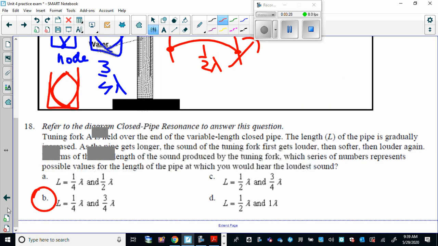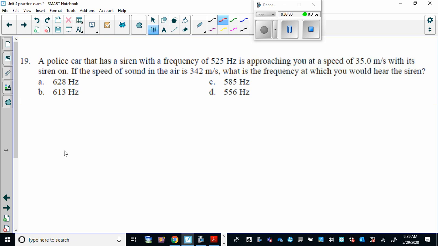All right. Number 18, Doppler effect question. Oh, this is 19. Doppler effect question. A police car with a siren that has a frequency of 525 hertz is approaching you at a speed of 35 meters per second with the siren on. So as it's approaching you, are you going to hear the pitch of that siren go up or down?